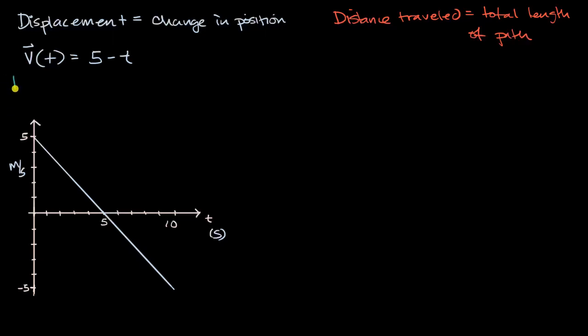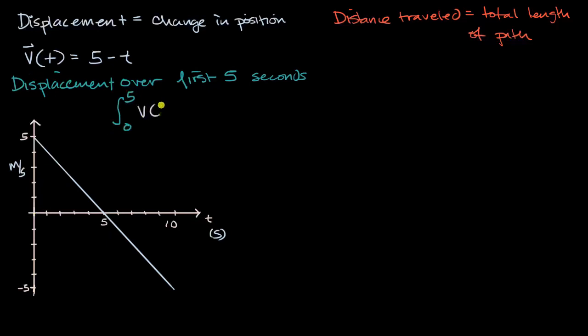First, let's think about what is the displacement over the first 5 seconds. Well, we've seen already multiple times, if you want to find the change in quantity, you can take the integral of the rate function of it. And so velocity is actually the rate of displacement, is one way to think about it. So displacement over the first 5 seconds, we could take the integral from 0 to 5 of our velocity function, just like that.